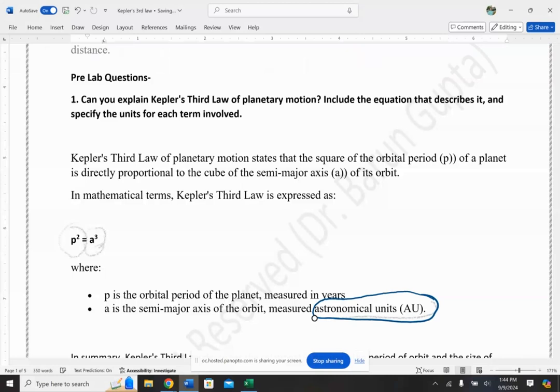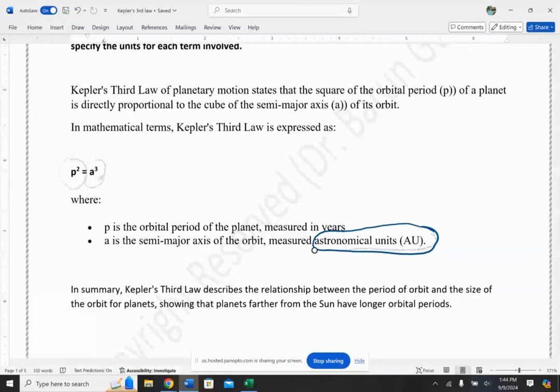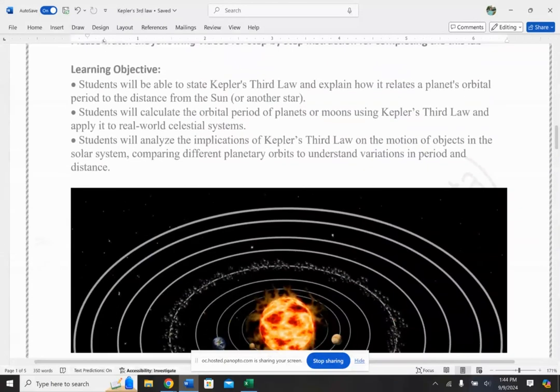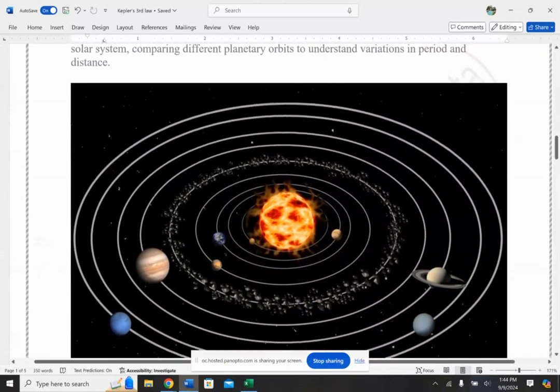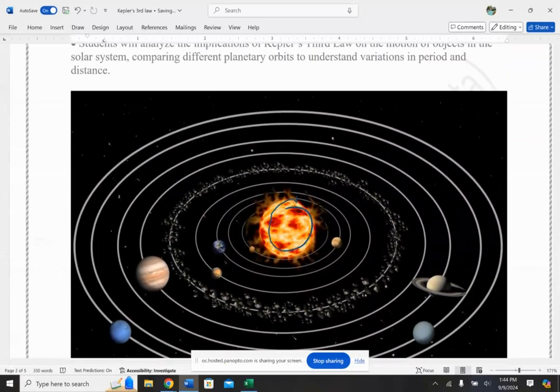I have already recorded a video which explains in detail the astronomical unit. What is the value in meters? You should be able to get the information from the videos. Let me explain Kepler's law one more time. This is the Sun, and all other planets are moving around it. You remember the equation that tells you P squared is equal to a cubed.